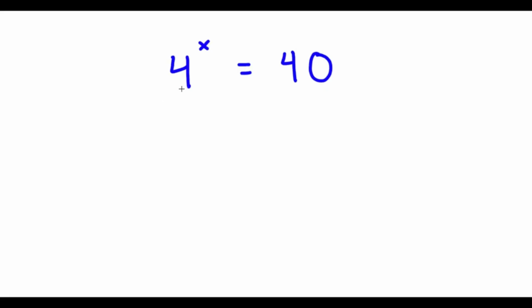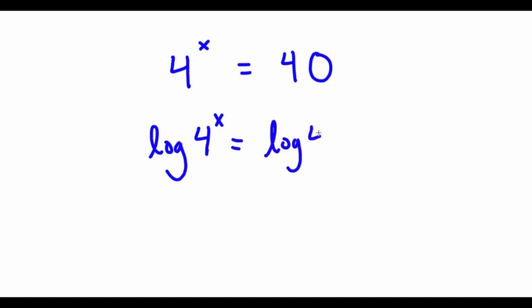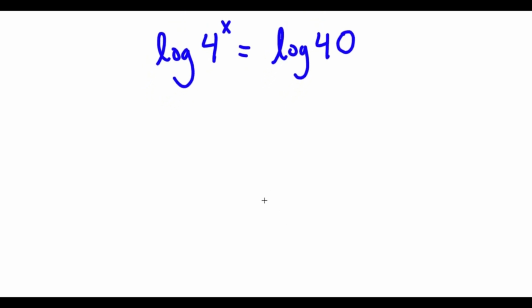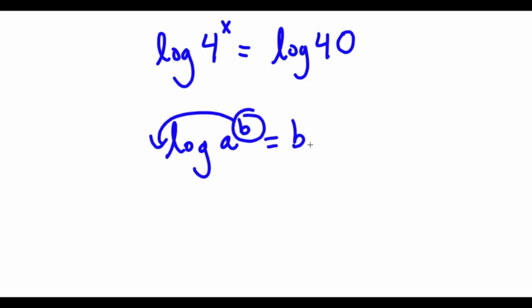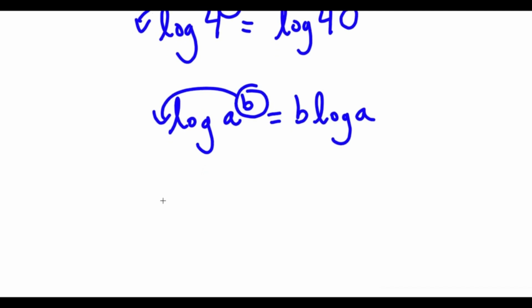Alright, so in this problem, I have 4 to the power of x is equal to 40. So to solve this, I'm going to first start by taking the log on both sides. So now I have log 4 to the power of x is equal to log 40. Now, if I have something in the form log a to the power of b, I can move this exponent b to the front. So this can equal b times log a. So in this case, I have log 4 to the power of x, so I can move x to the front. So now I have x times log 4 is equal to log 40.